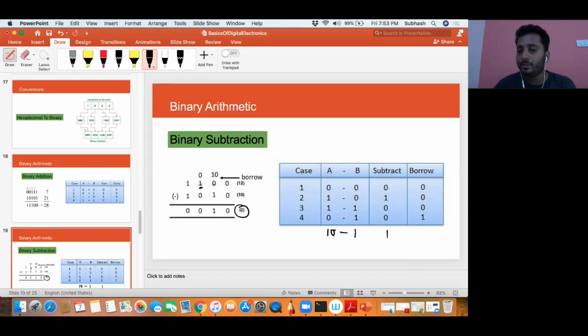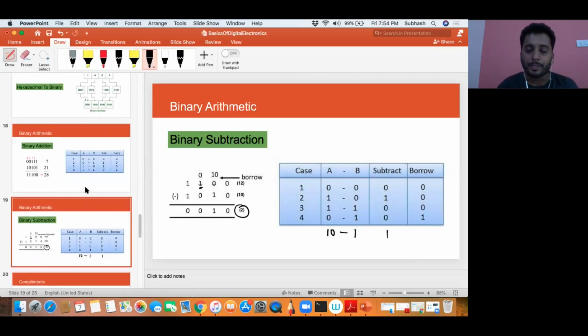So using this table, you can figure this out. You can solve such kind of problems, right? Now solving such kind of problems is easier when the first number is bigger than the second number.